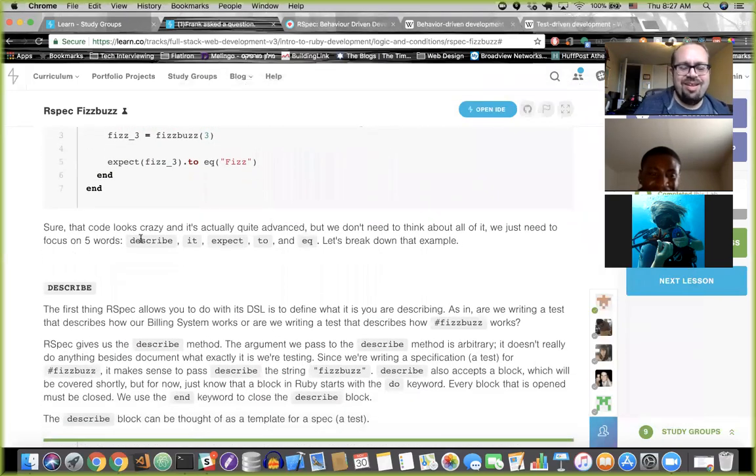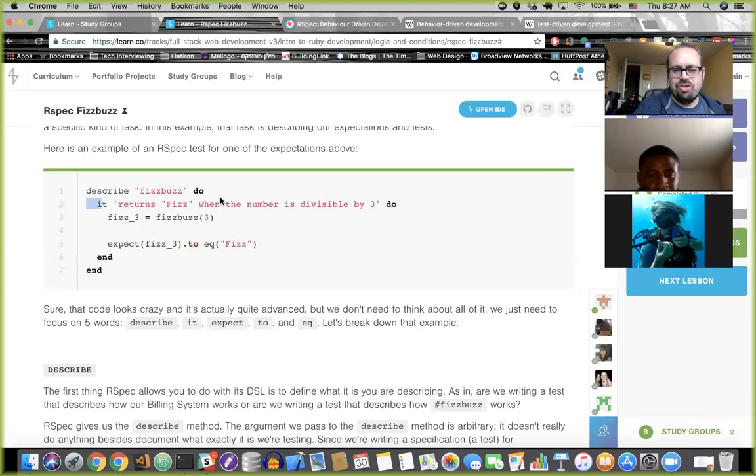Okay, so we got a few key words here. We already talked about expect. Describe and it are ways to preface your descriptive strings for test code. Describe is the top level prefatory keyword for a top level descriptor of what your code is going to do. And it is how you start breaking down the blocks of the problem. It's the prefatory keyword for a string.